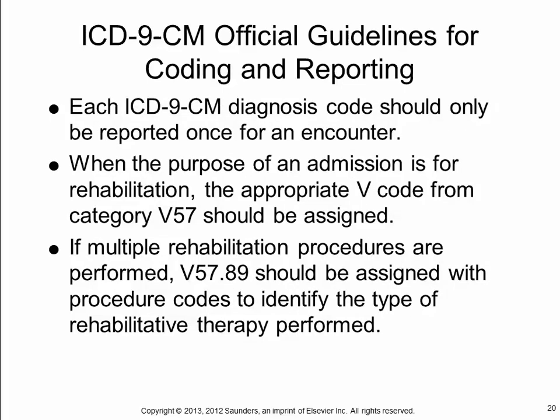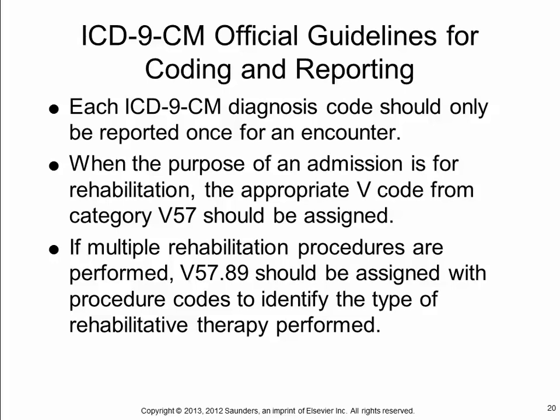When you are coding, only one ICD-9 diagnosis code should be reported per encounter. So what does that mean? That means that you'll have lots of diagnosis codes, but you should never have one that repeats in the same encounter, okay?